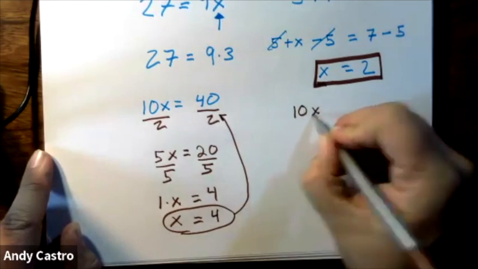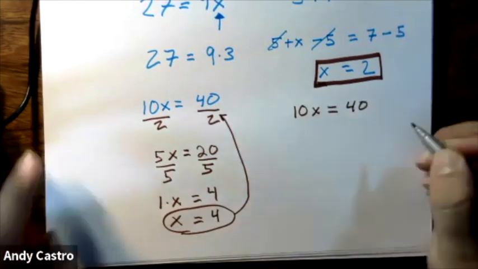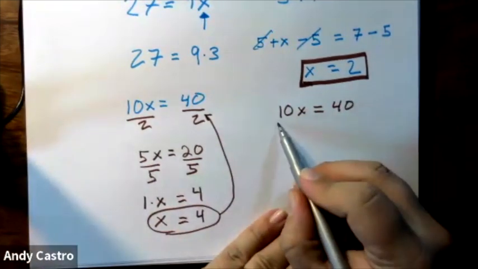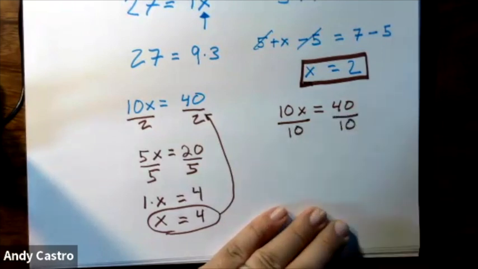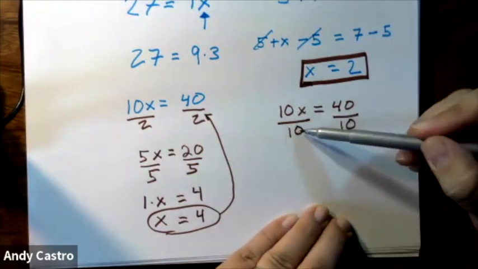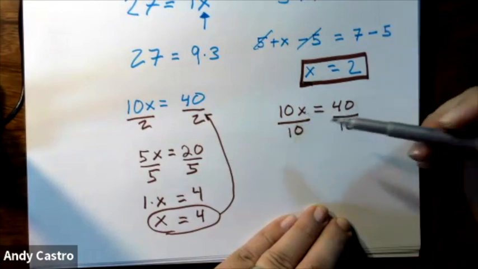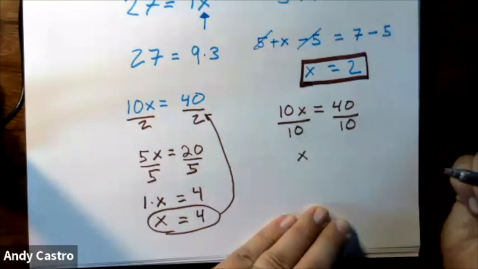And in fact, I can do that up here. I can take my 10x is equal to 40 and use the same idea. I'll divide both sides by 10 because 10 divided by 10 is 1, and 1 times x is x.